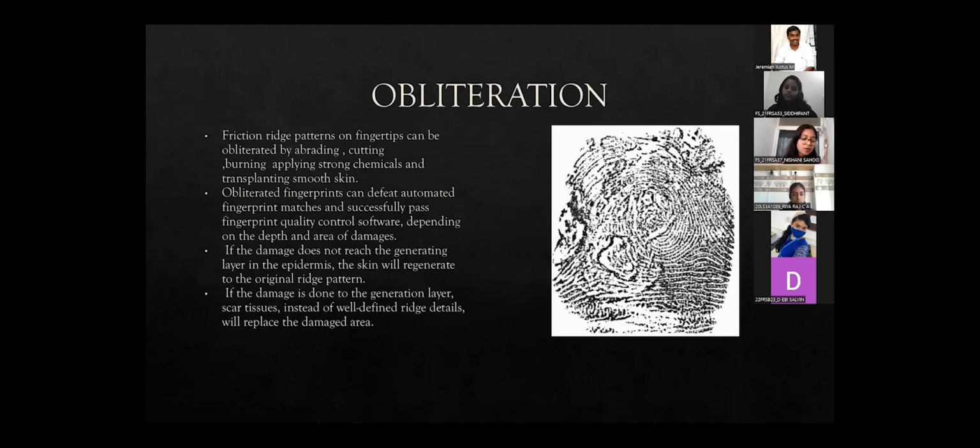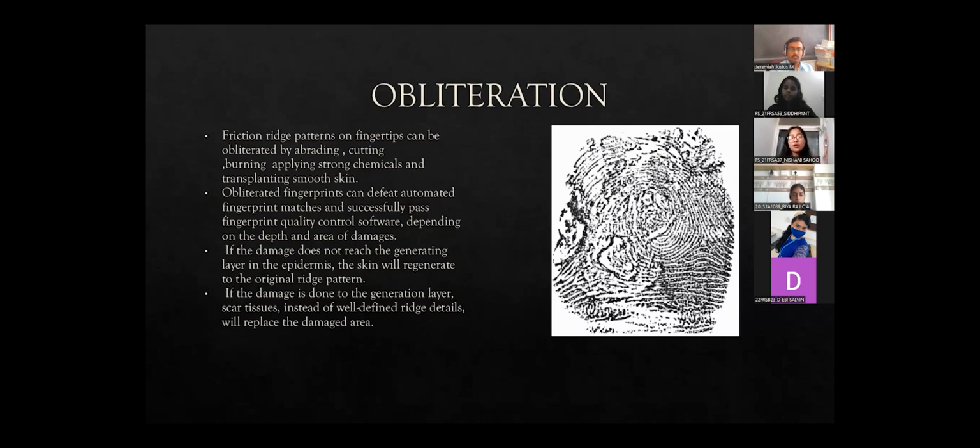So first, let's study obliteration. In this, friction ridge patterns on fingertips can be obliterated by abrading. Abrading means the scraping or wearing away of the friction ridges by friction or erosion. Then cutting, burning, applying strong chemicals, and transplanting smooth skin. Obliterated fingerprints can defeat automated fingerprint matchers and successfully pass fingerprint quality control software, depending on the depth and area of damage. If the damage does not reach the generating layer in the epidermis, the skin will regenerate to the original ridge pattern in a few months' time.